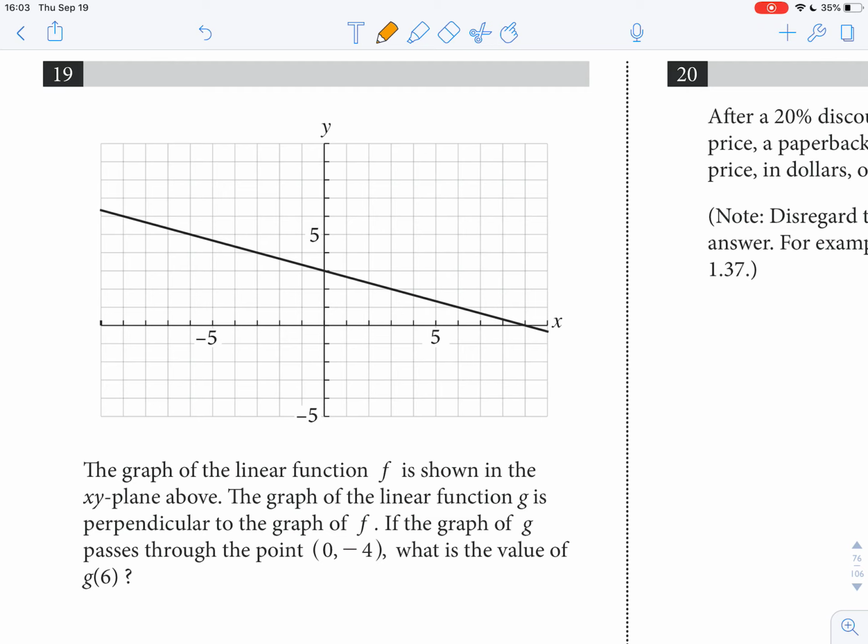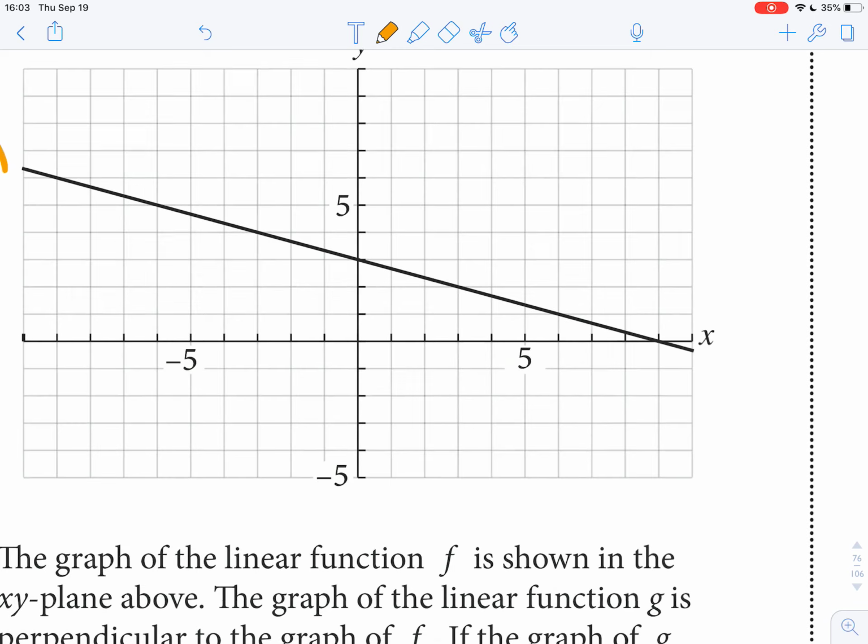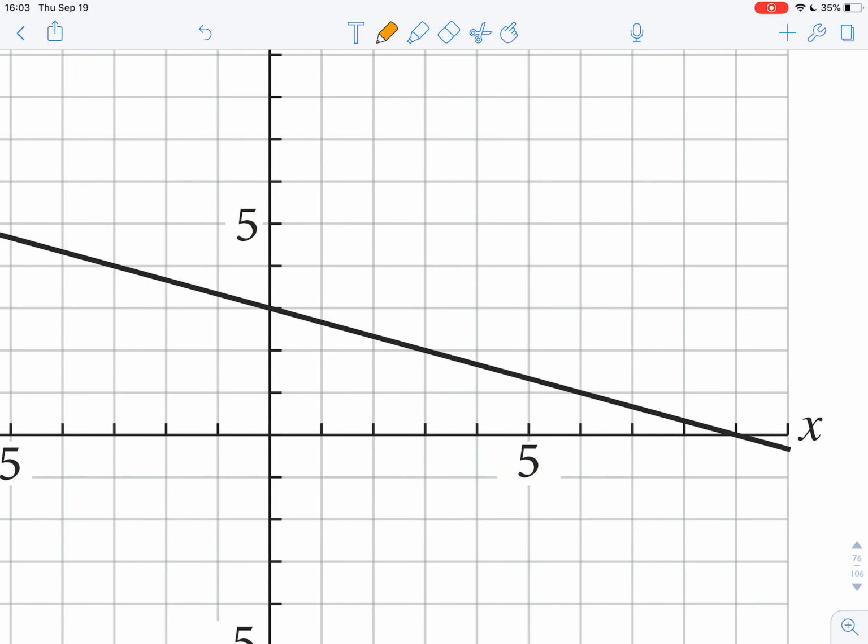Well, okay. Let's start with what we can discern from function f. So this is f(x) right here. It is linear. If we look closely here, we can figure this out. We know that the y-intercept is at the coordinate (0, 1, 2, 3). So (0, 3) is the y-intercept.